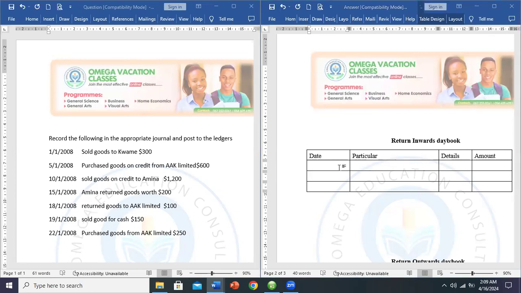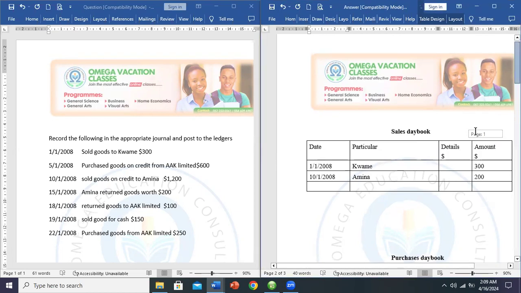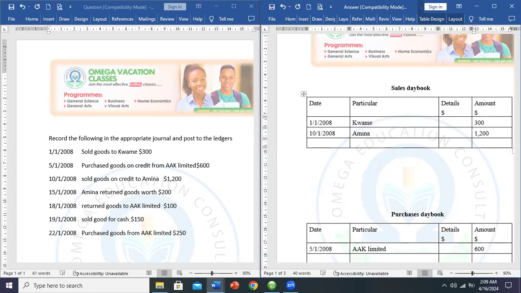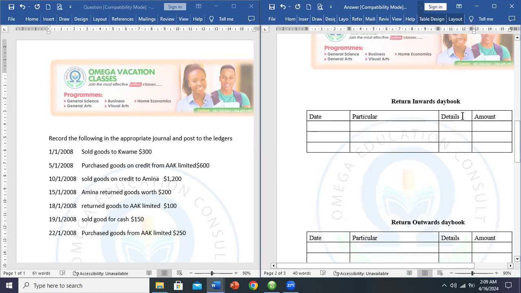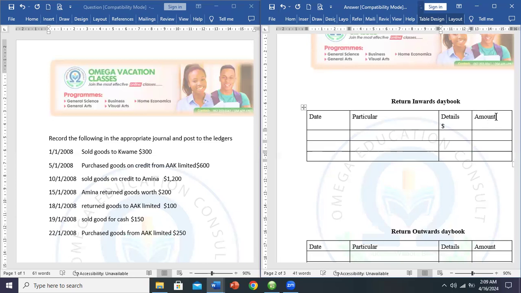We sold goods to Amina is 1,200. Oh, sorry, it's 1,200. Okay. Thanks for the prompt. The 200 is the returns. Okay, good. Thank you. So returning was, let me put my currency there, dollars. So returning was on 15th of January 2008. Details will be Amina, and amount is 200.